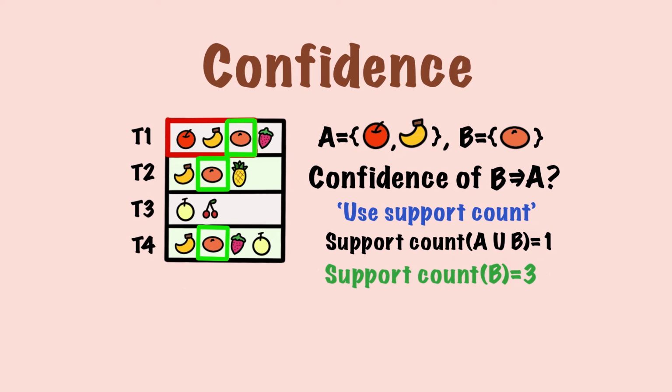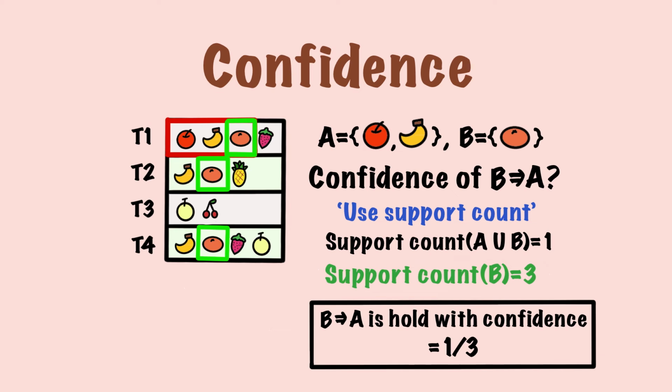There are 3 transactions containing the items in item set B, which are T1, T2, and T4. Therefore, the support count of B is 3. So, the confidence of B to A is 1 divided by 3. That is, only 1/3 of transactions containing B also contain A. As you can see, the confidence of A to B is indeed different from the confidence of B to A.